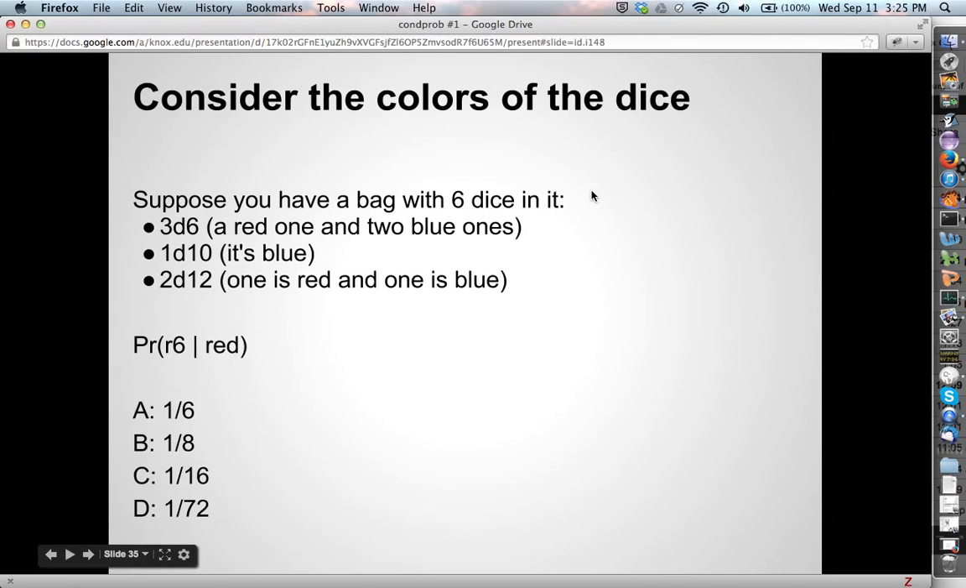Suppose you have a bag with 6 dice in it. What's the probability that you roll a 6 given that the die was red? Go ahead and plug this in on Moodle. So, did you come up with 1/8? If you did, you're correct.